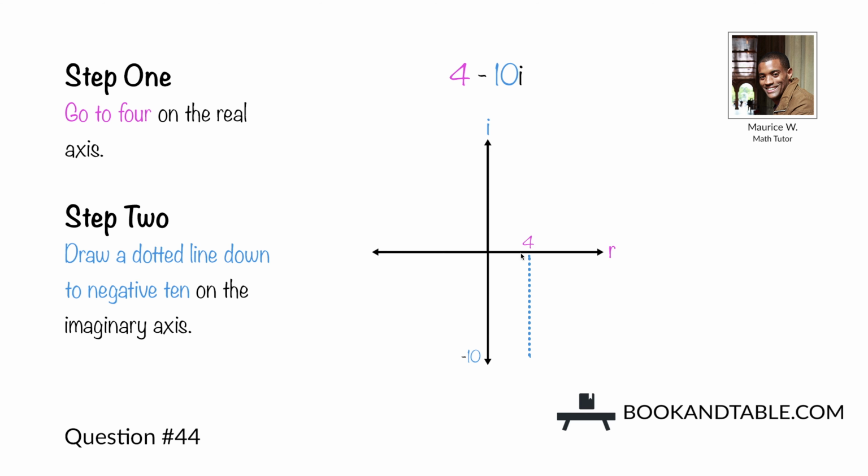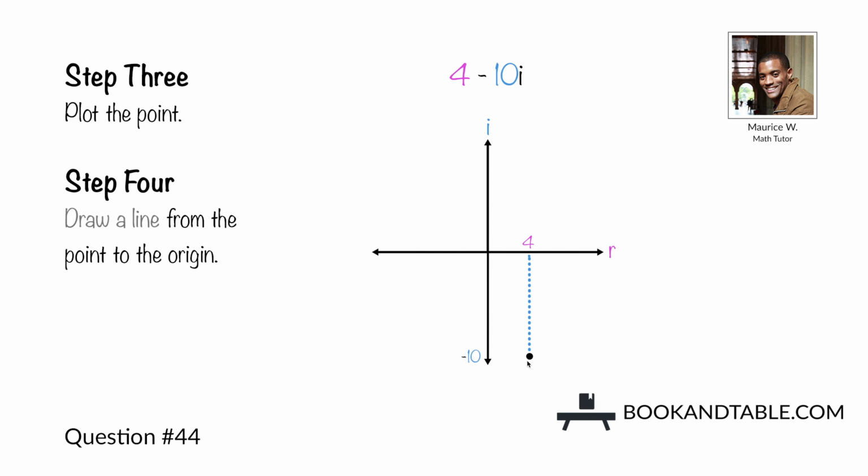Step 1, go to 4 on the real axis. Step 2, draw a dotted line down to negative 10 on the imaginary axis, and then plot the point. This point represents our complex number, 4 minus 10i. And from the point, we want to draw a line to the origin.